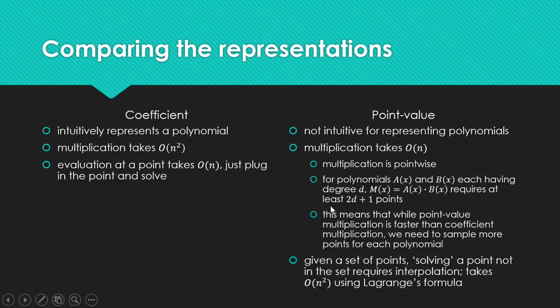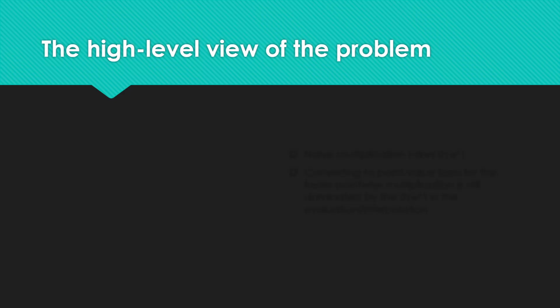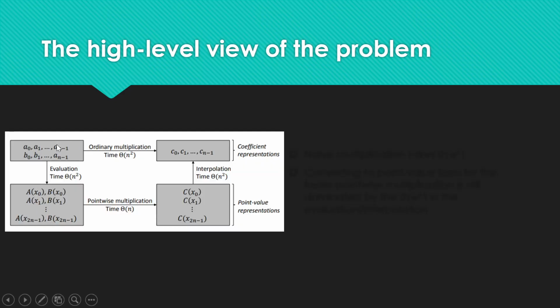As for evaluation, given a set of points, solving a point not in the original set of the point value pairs requires interpolation, and this takes quadratic time using Lagrange's formula. So the high-level view of the problem is this. We start with the coefficient representations of the input. We also want the coefficient representations of the output. But if we take this straightforward path, we're going to take big theta n squared.